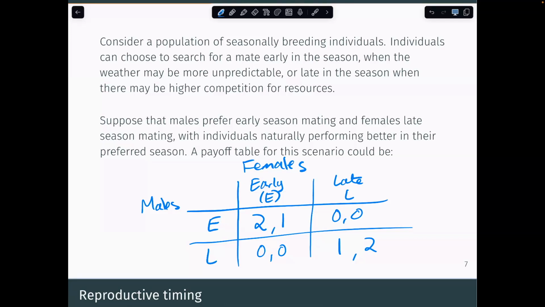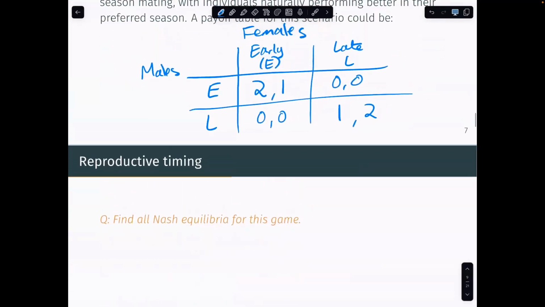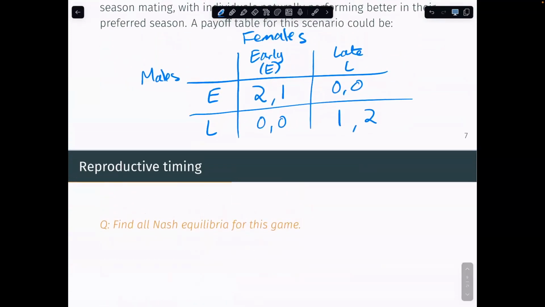This game is also known as Battle of the Sexes. And there are different contexts in which you could apply this. So, the question is, and I'm going to assign you guys to do this, and I'll walk around and answer any questions you have. We need to find all Nash equilibria for this game. Okay, pretty straightforward.